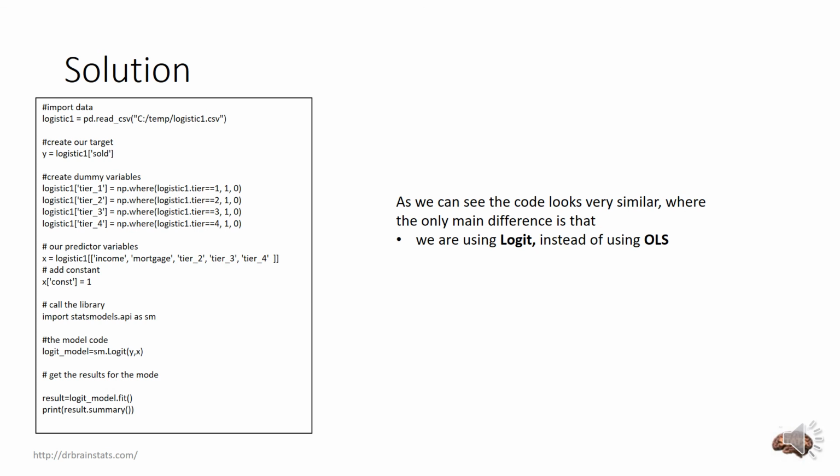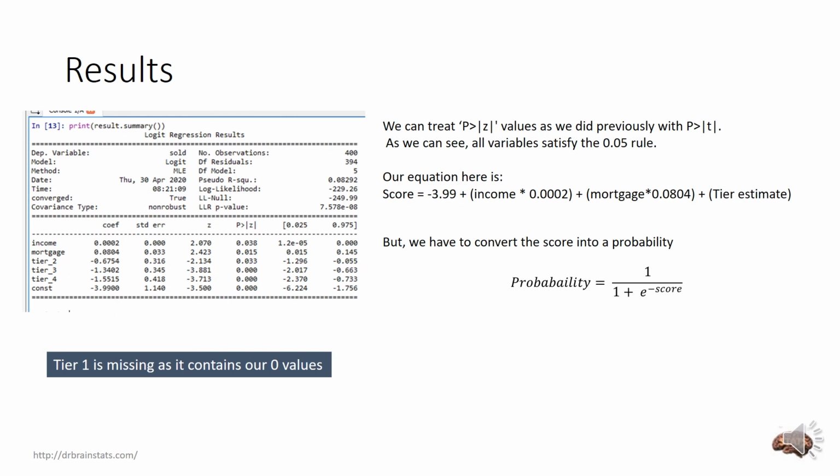This is our solution. As we can see, the code looks very similar, where the only main difference is that we're using logit instead of OLS. And these are our results. We can treat the P-values as we did the p-values before. As we can see, all variables satisfy the 0.05 rule, and our equation is as shown. But we have to convert the score into a probability.